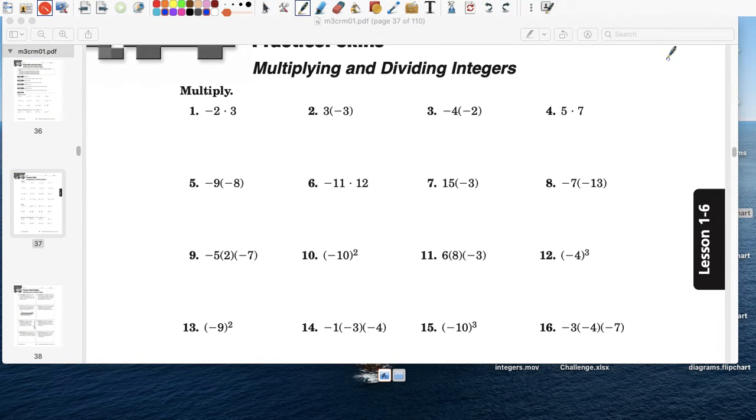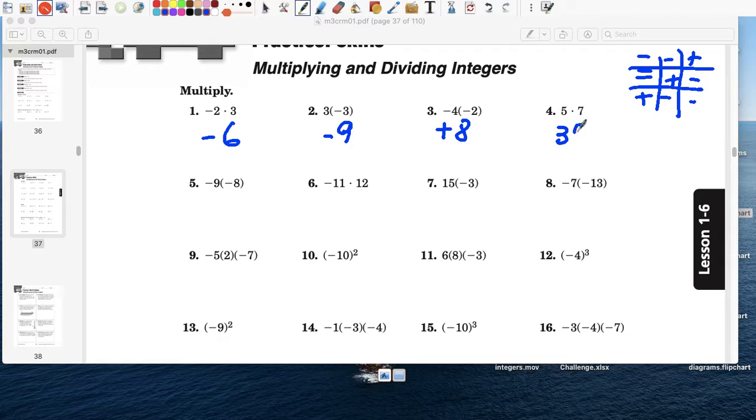Now, if you want to put this up there, you can to help you. Right, sorry, negative. So negative times a positive is a negative, and 2 times 3 is 6. Positive times a negative is negative, and that's 9. Negative times a negative, positive. 4 times 2 is 8. 5 times 7 is a positive times a positive, and that we already know.